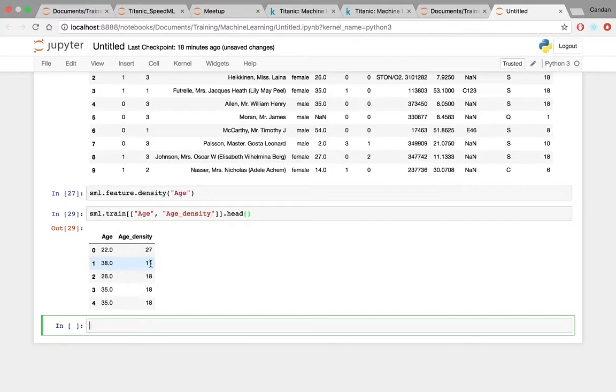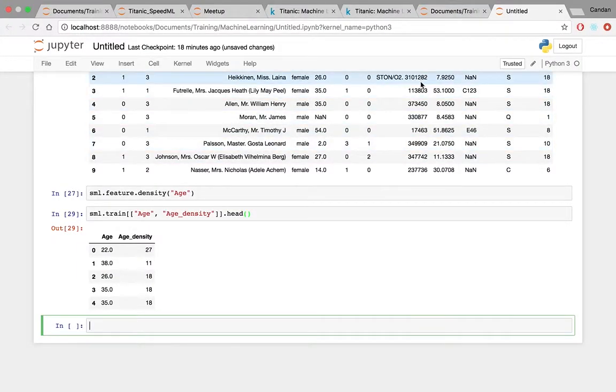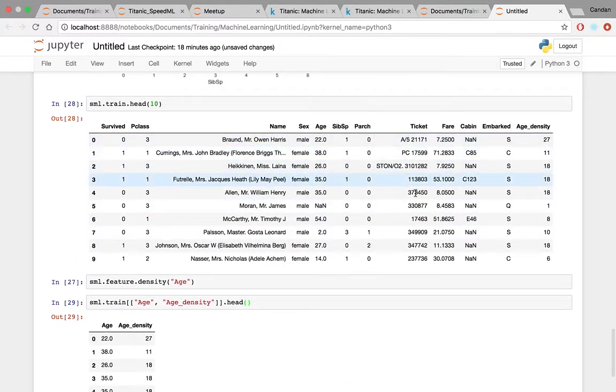So this shows you how many 38 ages people available on this ship. Okay, so also we have the ticket section here. We cannot analyze this kind of data. We need to get a kind of a number.